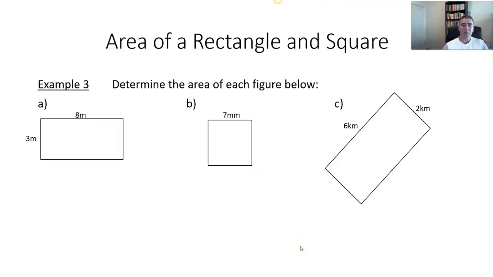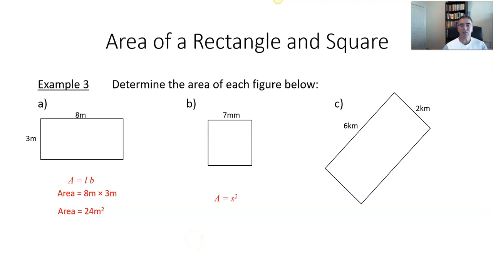So let's do some examples. So we want to find the area of each of these. What I tell my students is write down the rule, regardless of how simple it is. Write down the rule first so that we can see that you're using the right rule and what you're trying to do. Substituting what you know, we know that the length is 8 meters and the breadth is 3 meters. So area equals 8 meters times 3 meters. And we get 24 square meters.